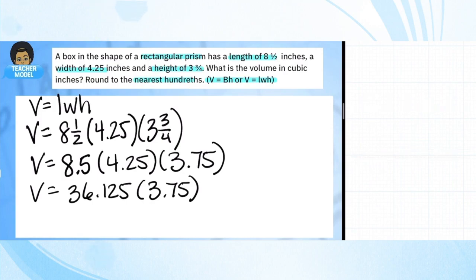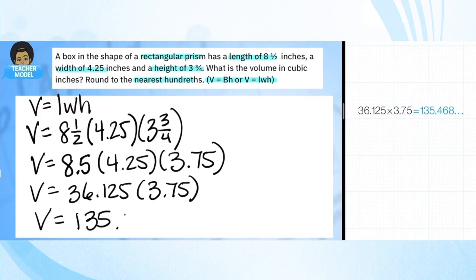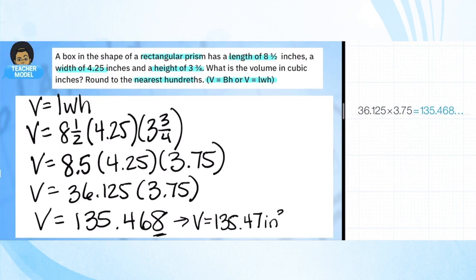All right, and now we're going to multiply the next part. There we go. So my volume is equal to 135 and 468 repeated. Now I can round to the nearest hundredths. So I'm going to look at my thousandths place. It's an 8, so I'm going to round up. So my volume is equal to 135.47. And in this case, I have inches cubed.